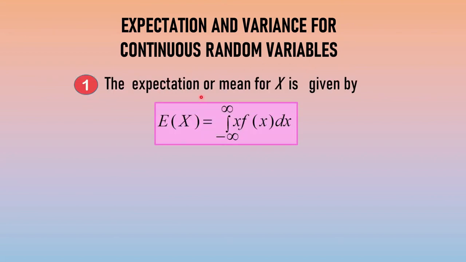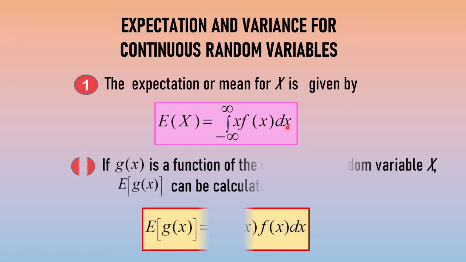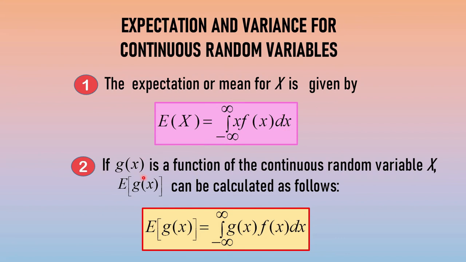Number one, the expectation or mean for x is given by the integral from negative infinity to infinity of x times f(x) dx. Number two, if g(x) is a function of a continuous random variable x, then the expected value of g(x) equals the integral from negative infinity to infinity of g(x) times f(x) dx. So g(x) here, you have to multiply by the function f(x) dx.